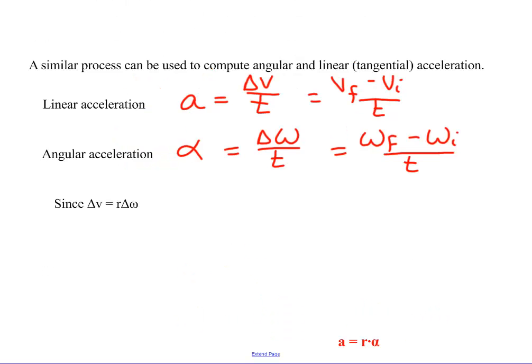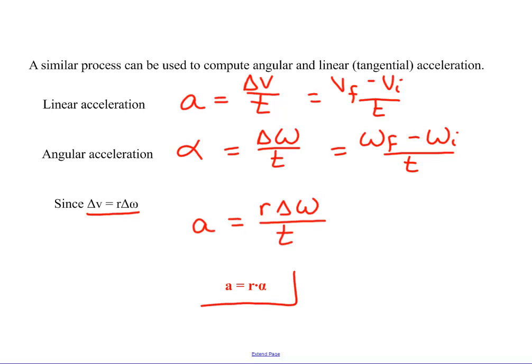We saw before that the change in velocity equals the radius times the change in angular velocity, so we can say acceleration equals radius times the change in angular velocity over time. And that leads us to the relationship of acceleration equals radius times angular acceleration. So there is the third of our relationships between linear or tangential and angular motion.